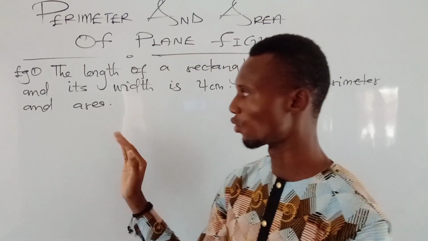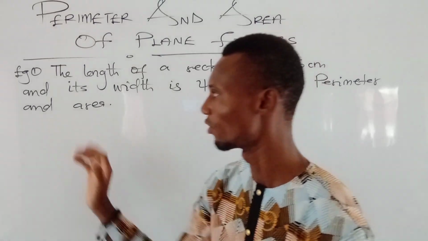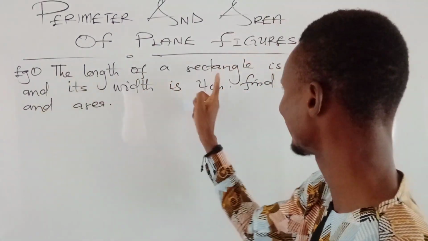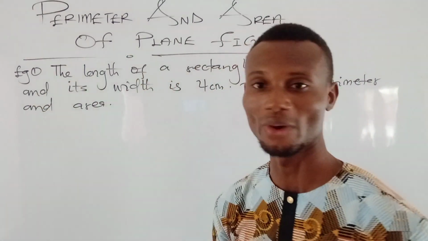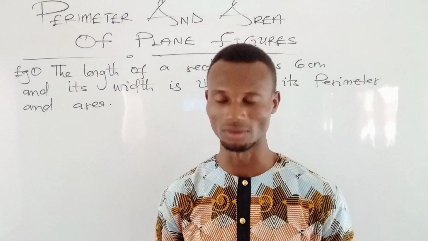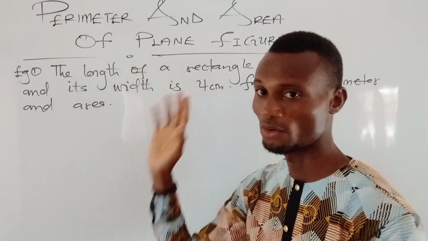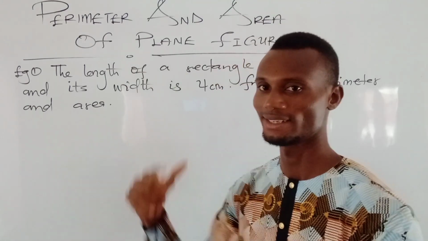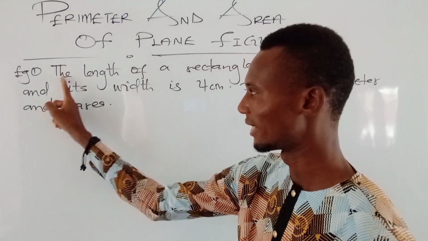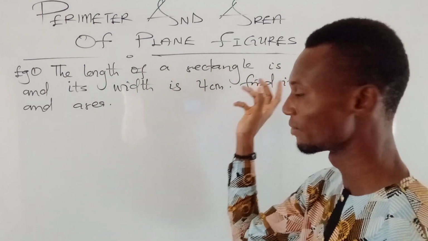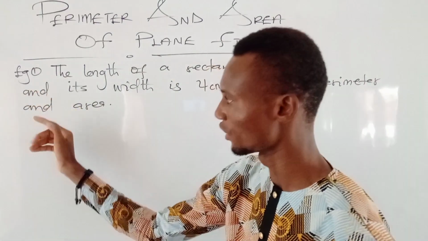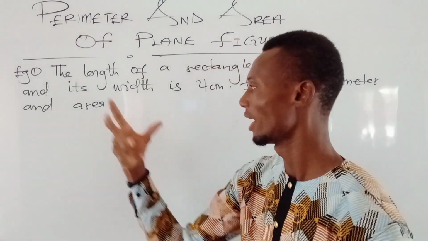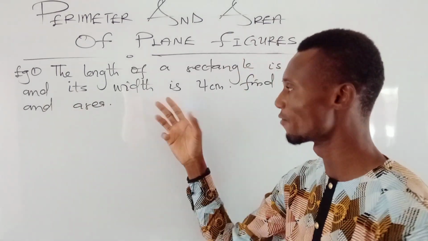So now let's go ahead and do it so that you see what I'm talking about. First, let's read and understand the question. It says that the length of a rectangle is 6 centimeters. So what are we talking about? We are talking about a rectangle, and it says that the length is 6 centimeters. Let me read again. The length of a rectangle is 6 centimeters. Let's continue. And its weight is 4 centimeters. So you have been given the weight of the rectangle as well, and it says it is 4 centimeters.